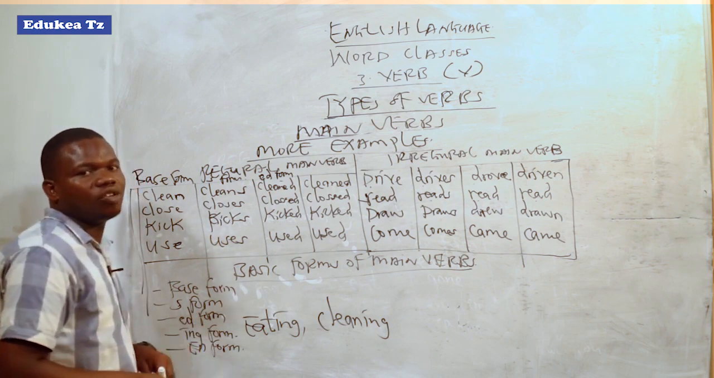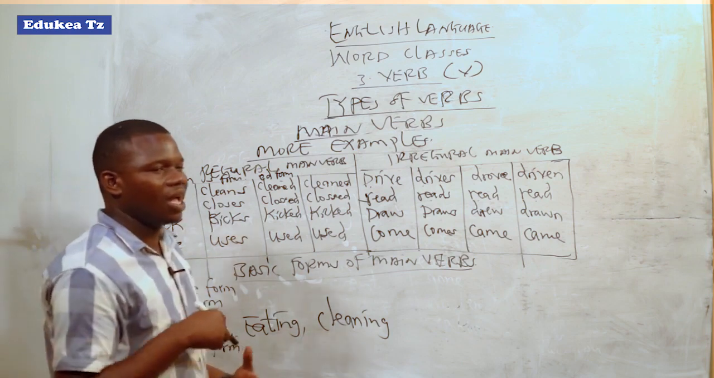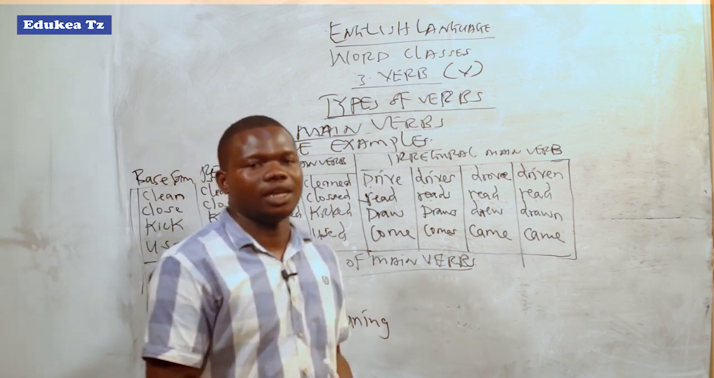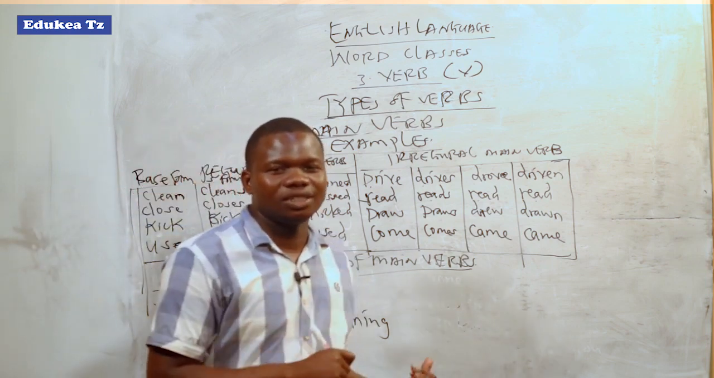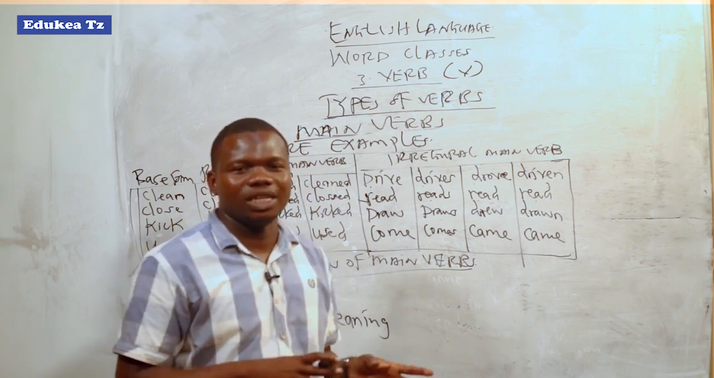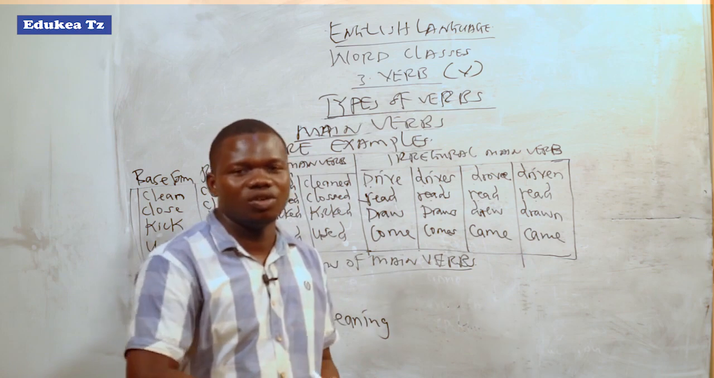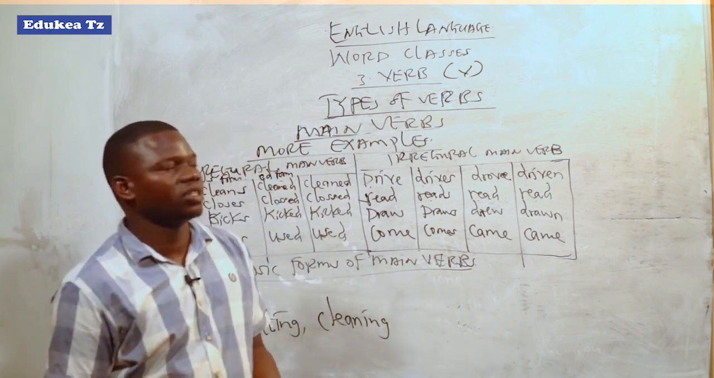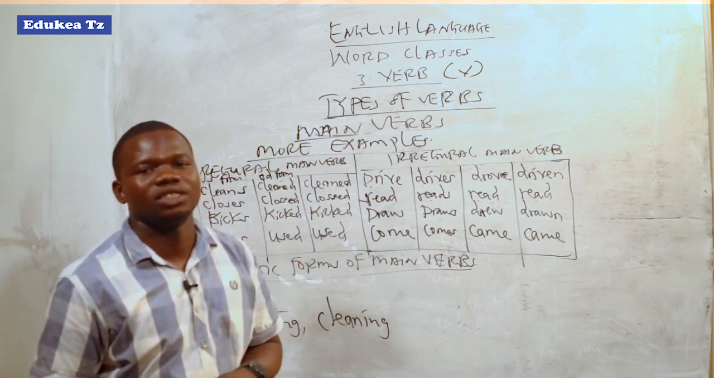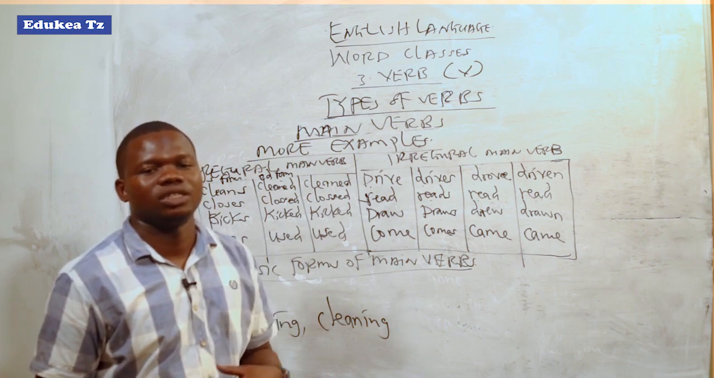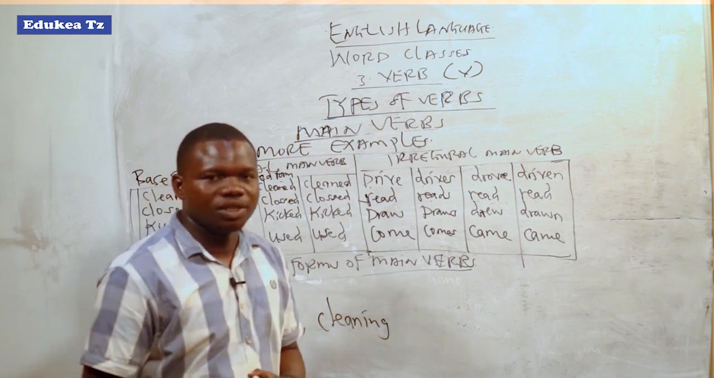So in the en form, that's to say we add en. But again, in this form, it depends on the nature or kind of a verb, whether it is regular or irregular. So let us have a task on this part of verbs so that we proceed with the other business. Thank you.